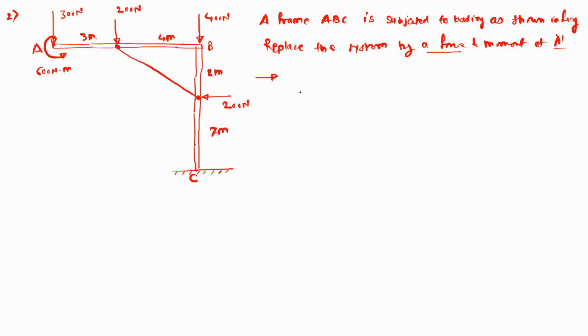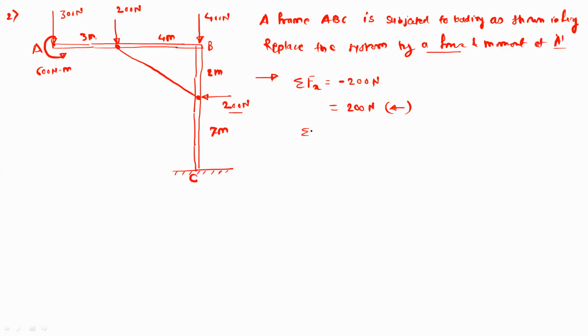So when you solve this problem, first resolve the forces which are inclined. If you observe this diagram, there is no force which is inclined to the x or y axis. So all the forces are acting in the x direction or in the y direction. So summation Fx is equal to 200 Newton. This is the only force in the x direction. So this is minus 200, that is 200 Newton in the negative x direction.